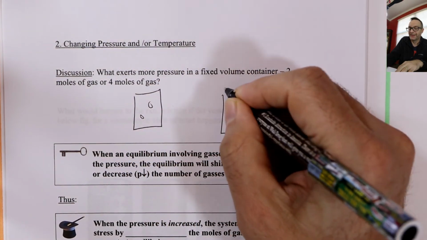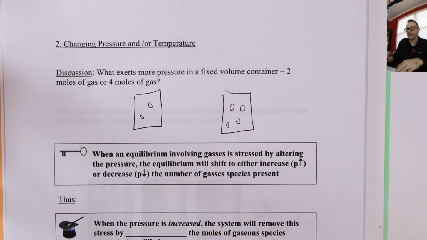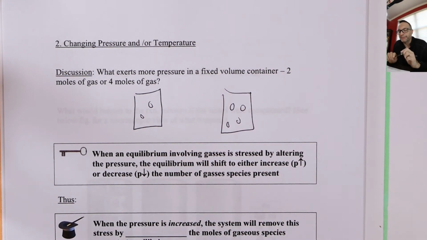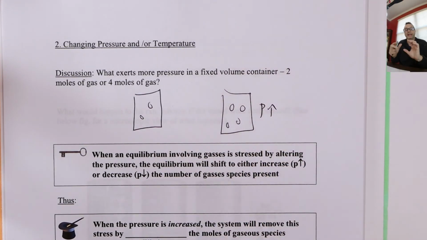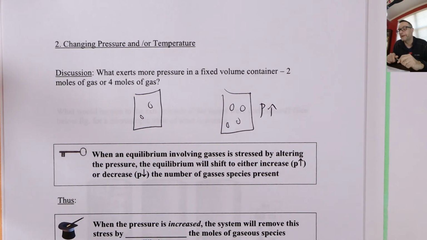2 moles of gas or 4 moles of gas? Assume the same volume, right? Same temperature. What exerts more pressure? Well, if you think about it, it's nice and easy. It's going to be this one, right? Because there's going to be twice as many collisions per second with the wall because there's twice as much stuff. That's Avogadro's gas law from 101, if you remember that one, right? So 4 moles of gas exerts twice the pressure as 2 moles of gas in the same space, right? At the same temperature.